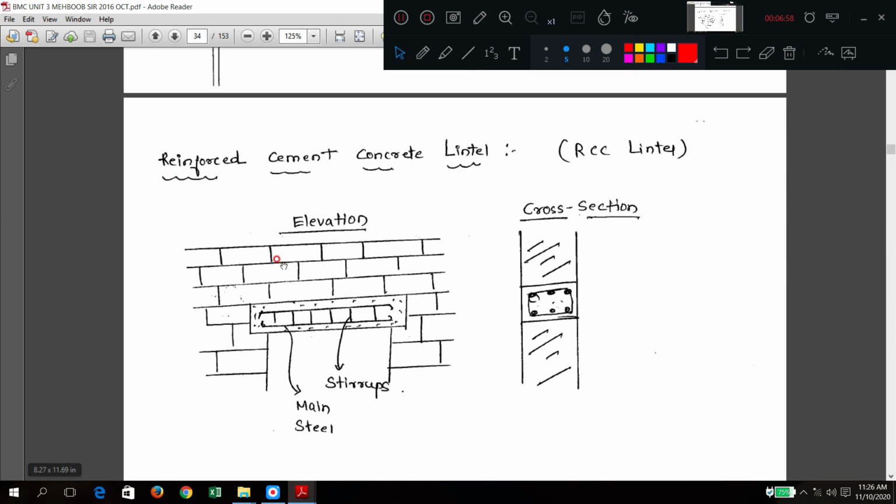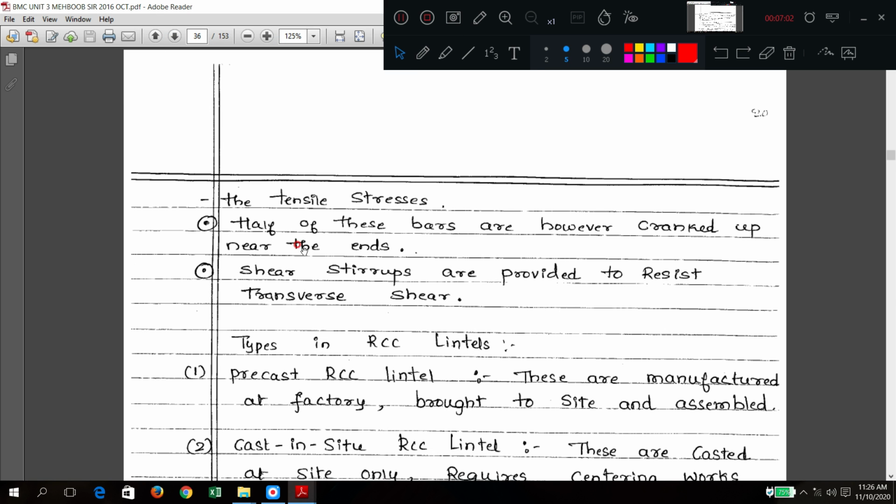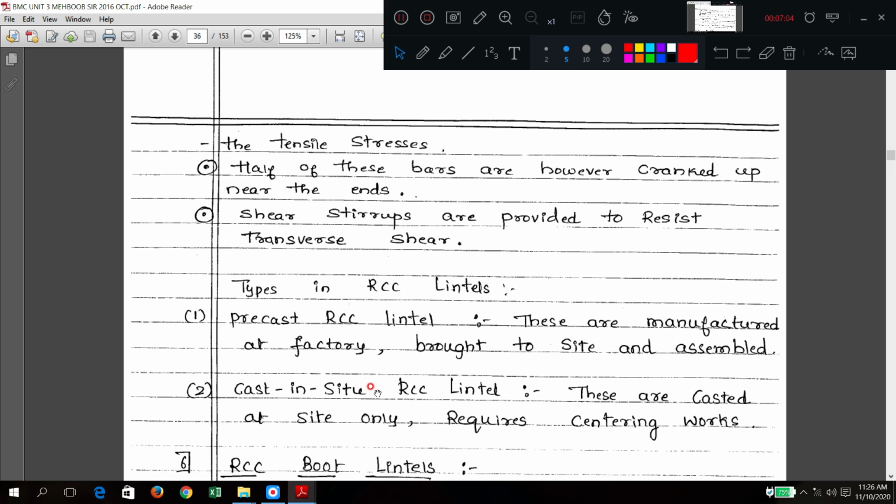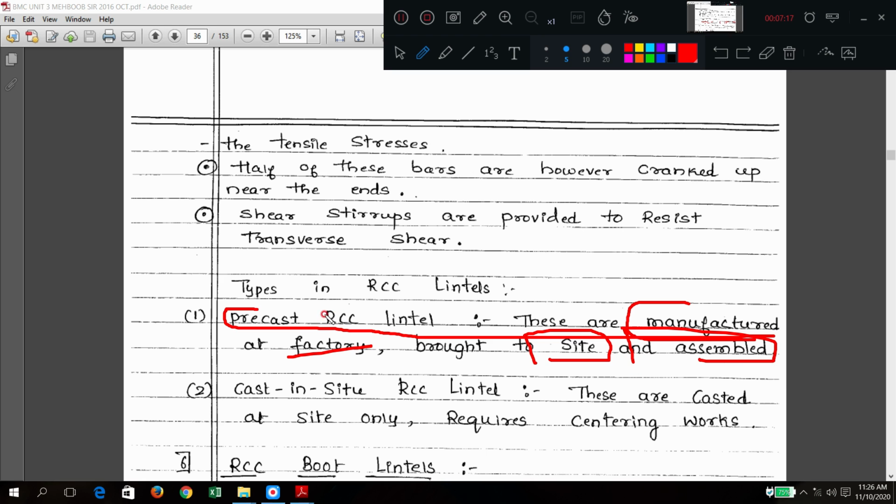Now we have another type. In RCC lintel, you have precast and cast in situ. Precast means ready-made pieces from the factory. They are manufactured in the factory and brought to site and assembled. Precast means at the factory lintels are manufactured and brought to site, and there they are going to be fixed.